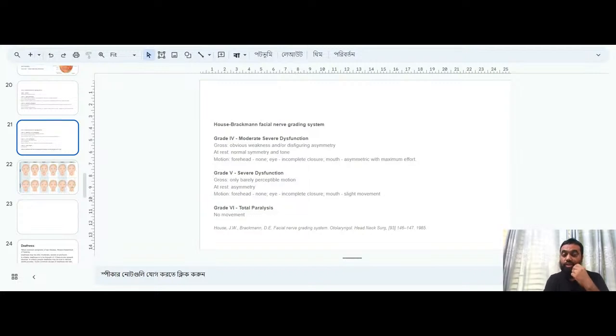There is asymmetry during the motion. At rest, there is normal symmetry and tone. In grade 4, there is normal symmetry and tone when the patient is at rest. When she tries to move her mouth, forehead or eye, she cannot do it completely with a grade 4 lesion. So you can memorize this like this.